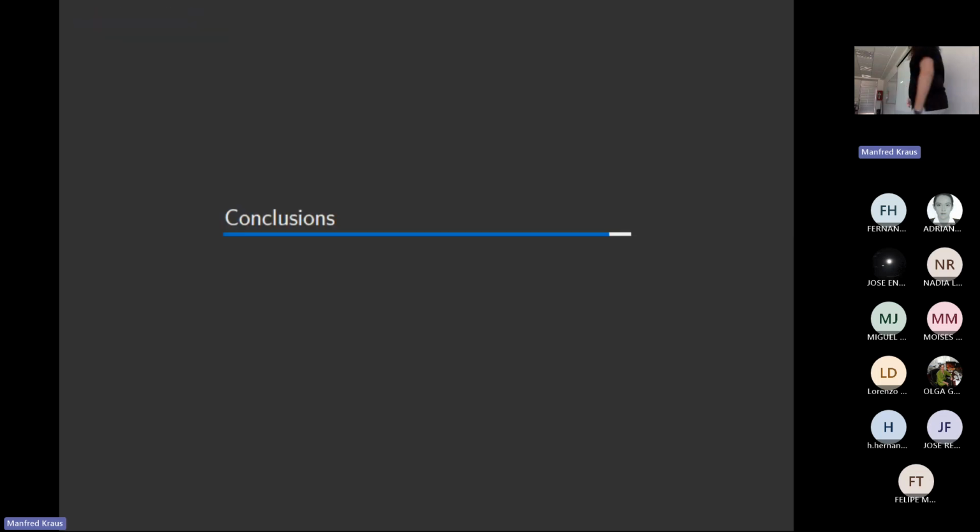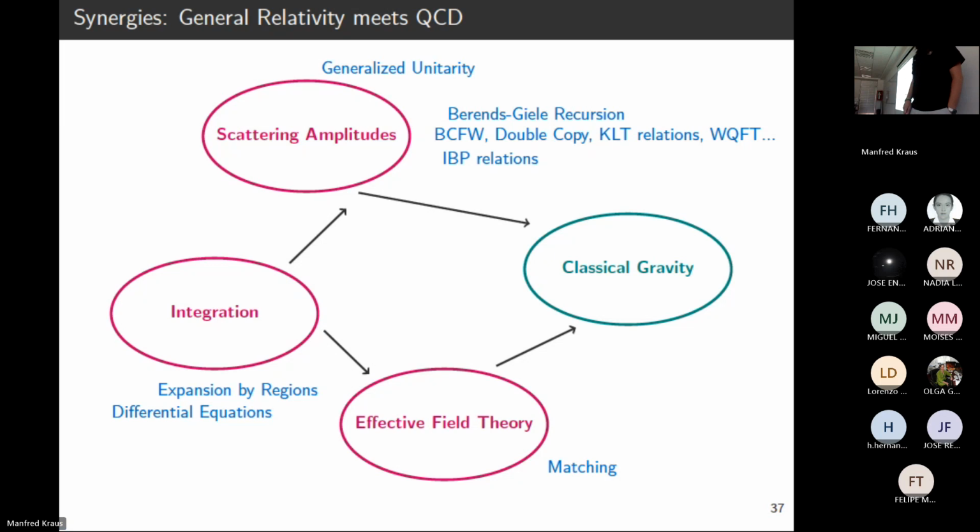It's enough to conclude. So what we have seen is that classical gravity is like a playground of a lot of different field theoretical approaches. And from scattering amplitudes, using all kinds of methods, like generalized unitarity, there are BCFW, double copies. There are also KLT relations that are inspired from string theory and everything. All of this can be applied to obtain results in classical gravity.